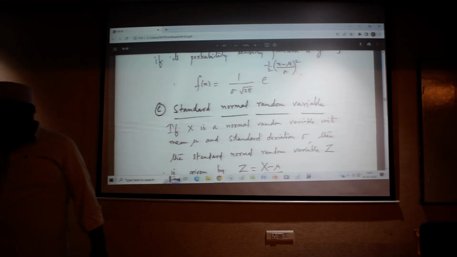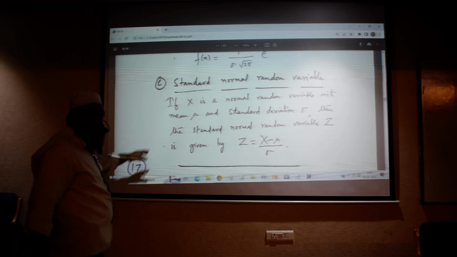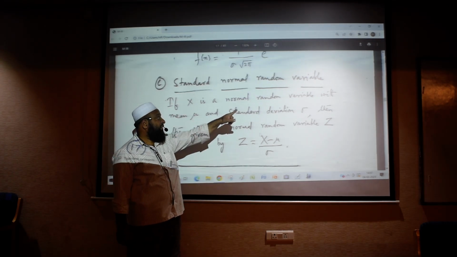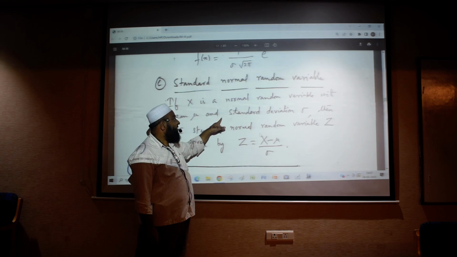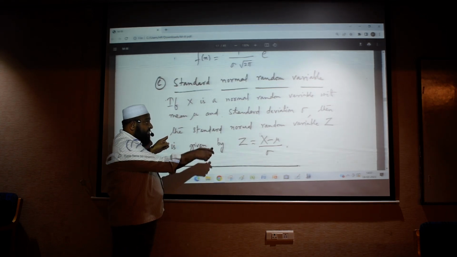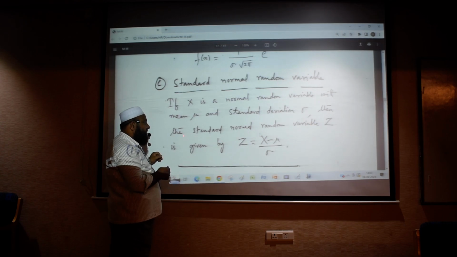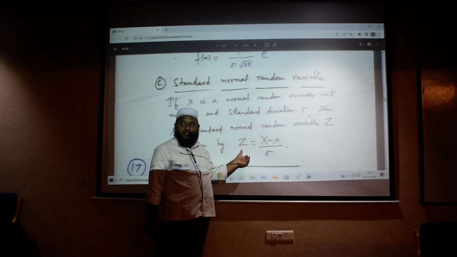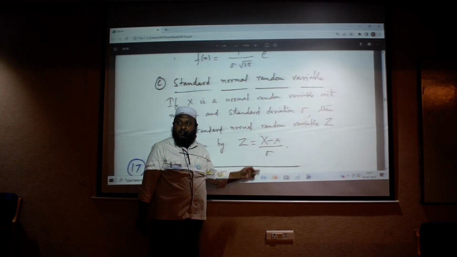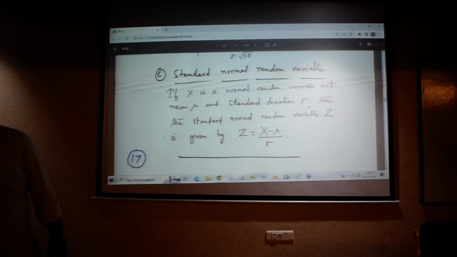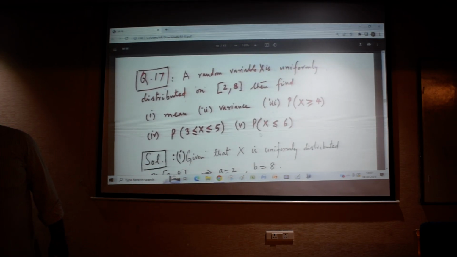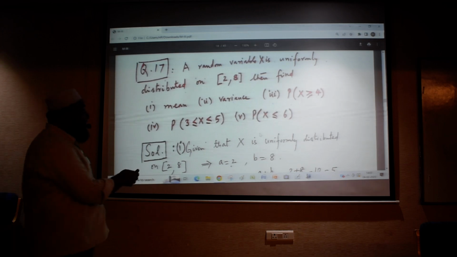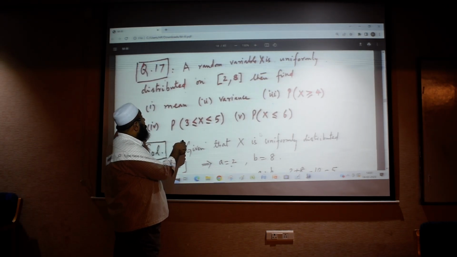Now, what is a standard normal random variable? If x is a normal random variable with mean mu and standard deviation sigma, then this z is called a standard normal random variable. The link is Z equal to x minus mu by sigma. The 16th question having 3 definitions, that is over. 17th. What is this now? A random variable?